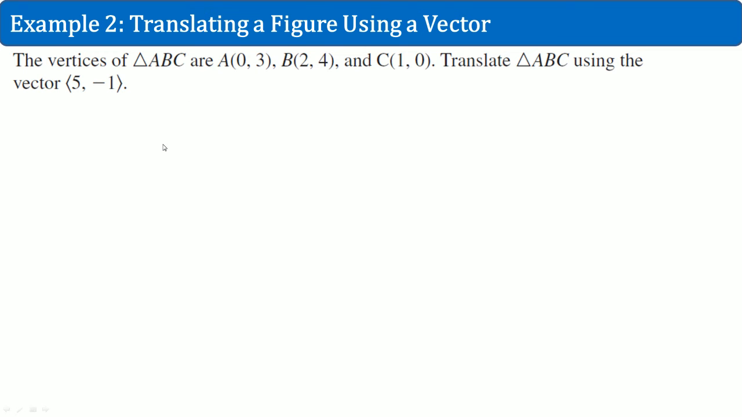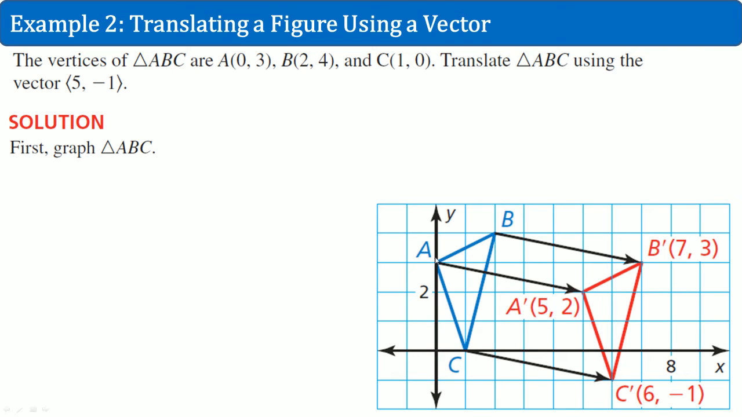Example 2, translating a figure using a vector. The vertices of triangle ABC are given there, and you are going to now translate it using the vector bracket 5 comma negative 1. Here's the solution. First, you're going to graph ABC, so you're going to dot these on a graph like so, A, B, and C. Now you're going to use that vector 5 comma negative 1. Let me show you.